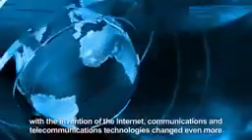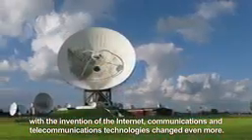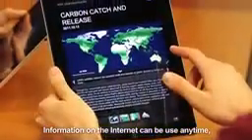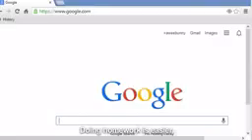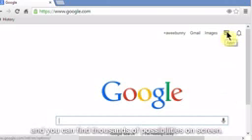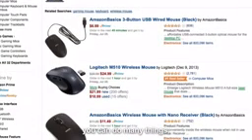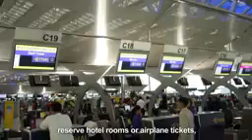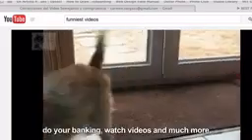Yes, with the invention of the internet, communication and telecommunications technologies changed even more. Information on the internet can be used anytime, anywhere, by anyone. Doing homework is easier. You just click on a search engine like Google or Yahoo, and you can find thousands of possibilities on screen. On the internet, you can do many things, like sell and buy, reserve hotel rooms or airplane tickets, do your banking, watch videos, and much more.